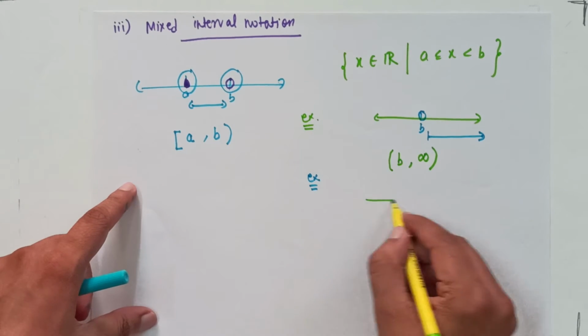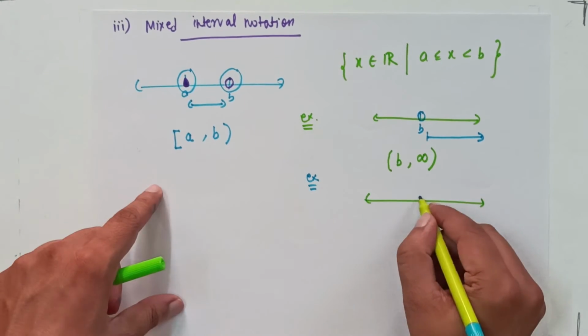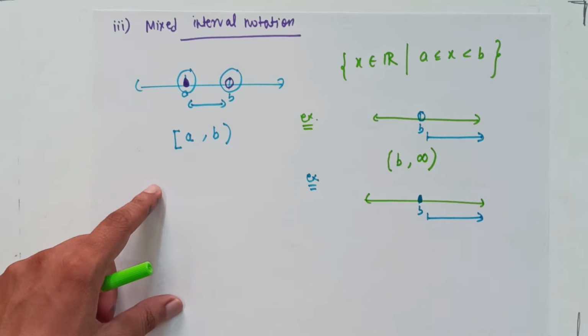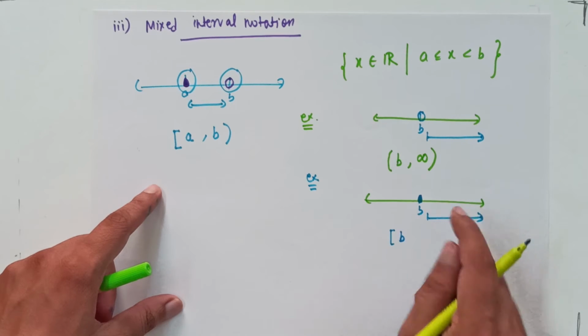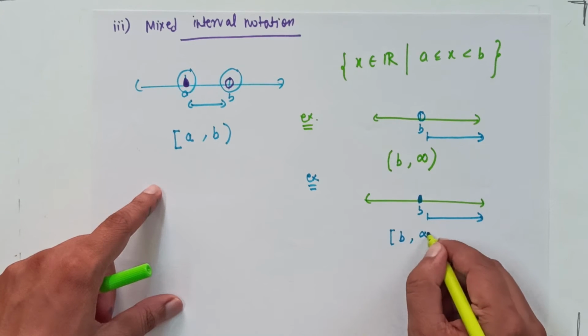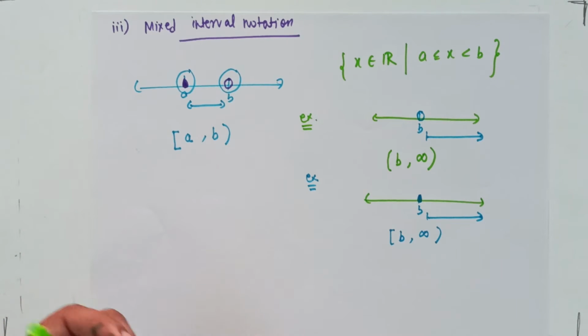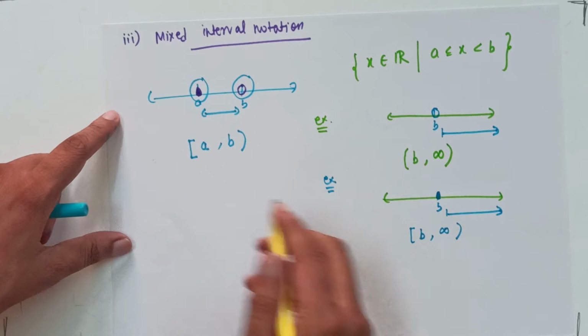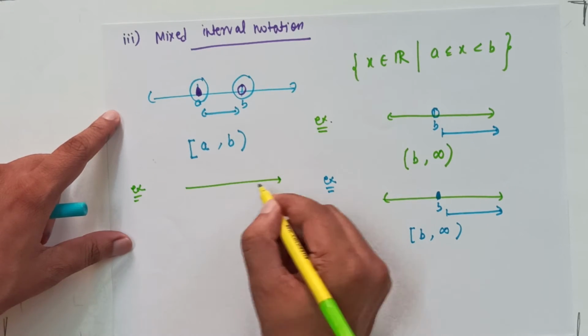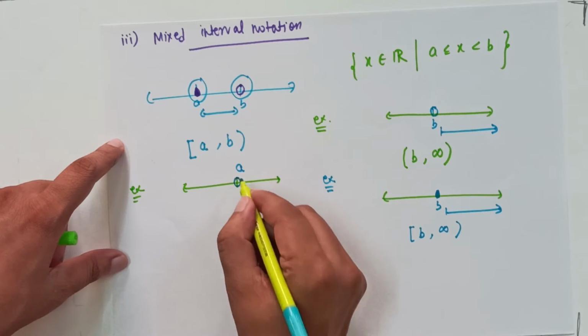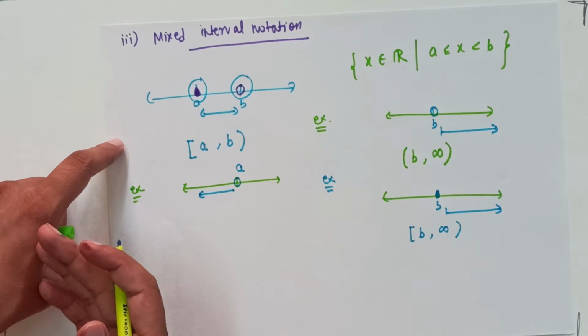Now take another example. Again I take a number line, again I take a point B in it. Now this time I include B and go all the way towards infinity. This will become close bracket B, because we are including B, comma infinity, and then again a round bracket because infinity is not a number. Now let me take a couple more examples. Again I take a number line, I take a point A in it, and this time I exclude A and go all the way towards negative infinity, which implies the left side of the number line. So I will be writing something like this.